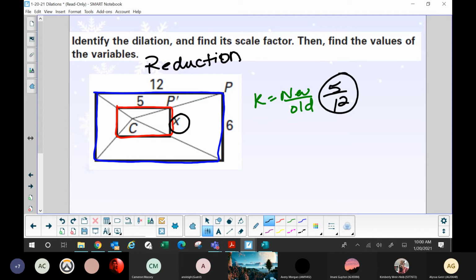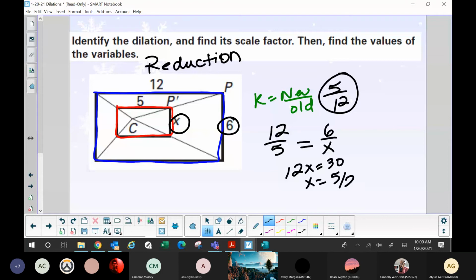You have 2 different ways to do this. We can multiply our 6 times our scale factor, which is 5/12, and get X, or we can simply set up a proportion comparing sides that match up. I like doing the sides that match up. So I'm going to do 12 over 5 equals 6 over X. So 12X equals 30. When you divide, you get X is 5/2.